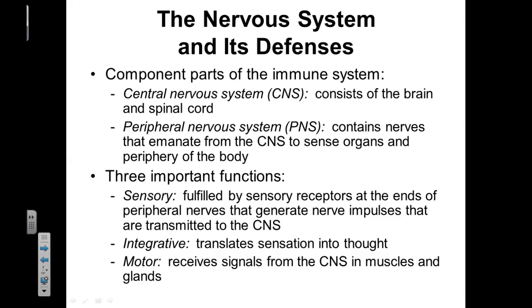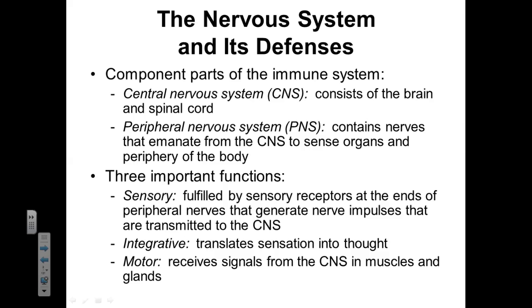So to get started, let's focus on our first portion, the defenses of our nervous system. Our nervous system can be broken up into two big parts. The central nervous system, which is the brain and spinal cord, and the peripheral nervous system, which is everything outside of the brain and spinal cord, which will be our nerves and our ganglia, and any sense organs. These components have very important functions. There are sensory, integrative, and motor functions.